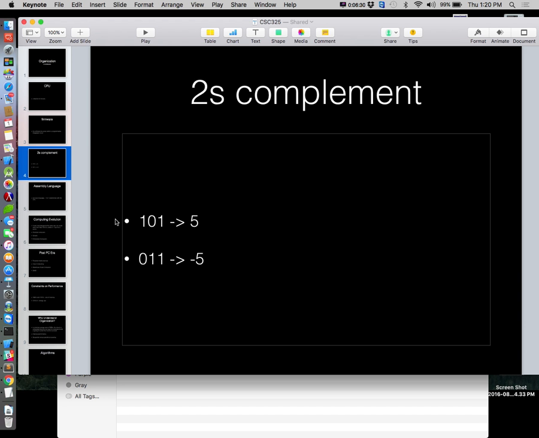Okay. So for instance, the number 4 would look like this.